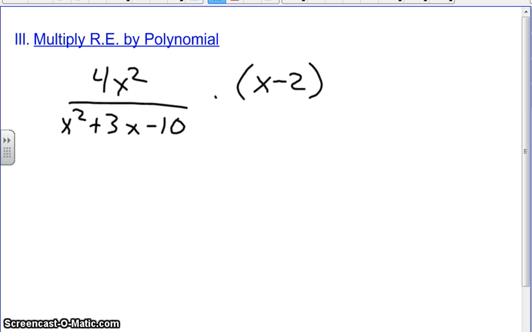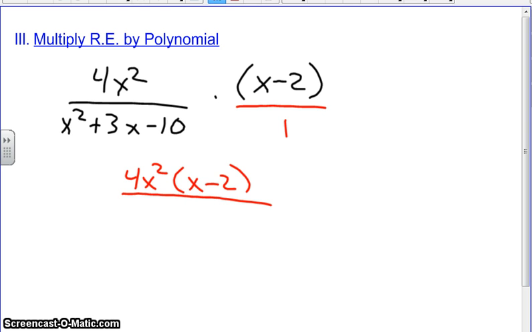What does a student need to do when you see what looks like a fraction times just a binomial? Very good. You need to put it over 1. And then just, basically, the x minus 2 is in the numerator, right? So we could rewrite this as 4x squared times x minus 2. We're not distributing because ultimately we're looking to find cancelings, right? And then who can factor out this denominator for us?